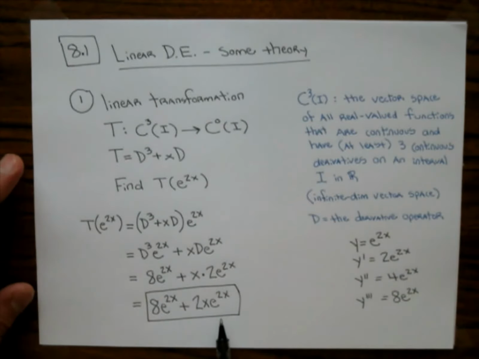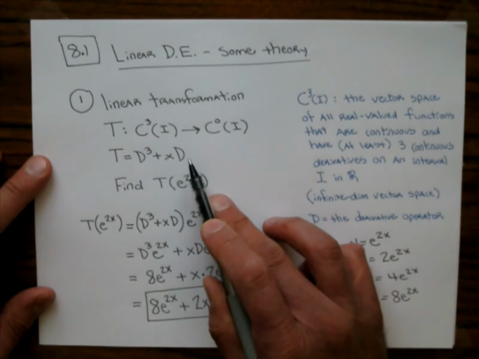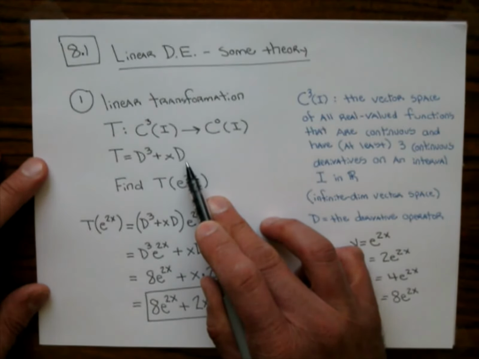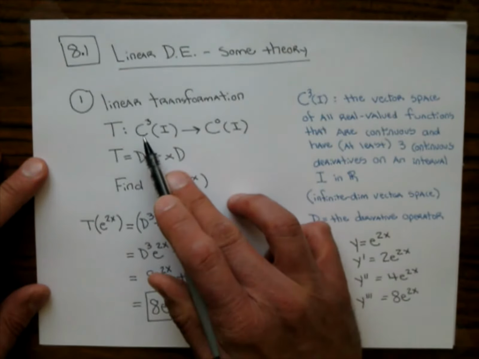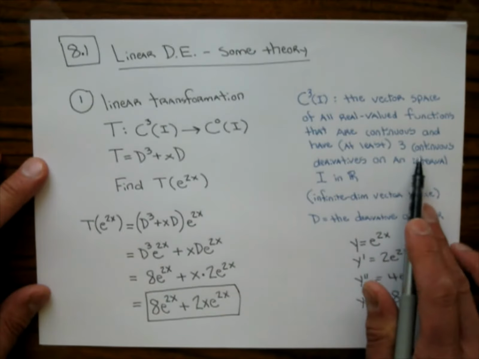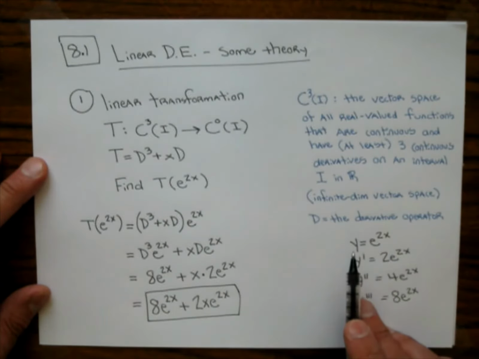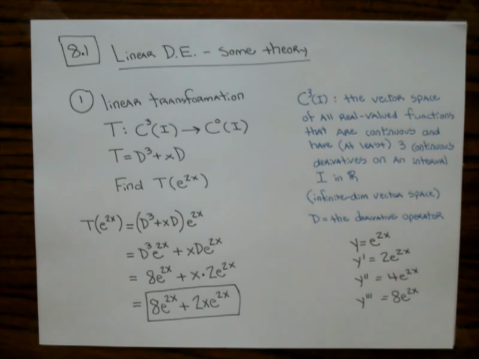Now, it was important for this linear operator that we could take 3 derivatives, and that's probably why we are coming from C3, because we want at least 3 continuous derivatives on the interval. Let's go ahead and do another problem that involves this same linear transformation.